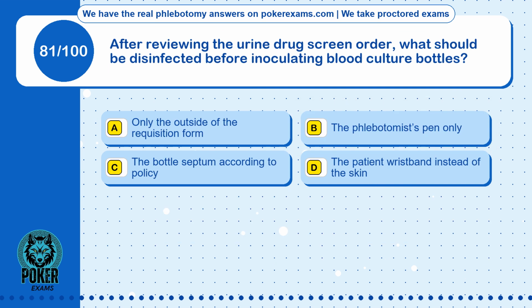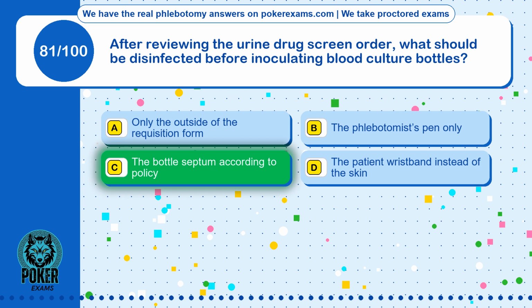Question 81. After reviewing the urine drug screen order, what should be disinfected before inoculating blood culture bottles? Option A. Only the outside of the requisition form. Option B. The phlebotomist's pen only. Option C. The bottle septum according to policy. Option D. The patient wristband instead of the skin.